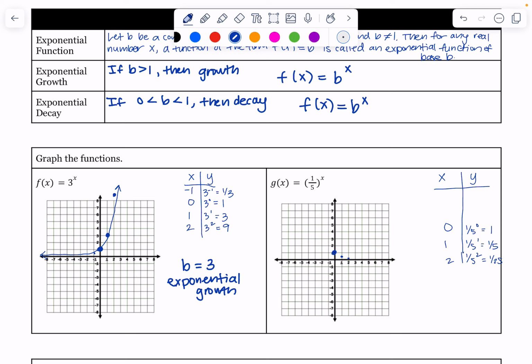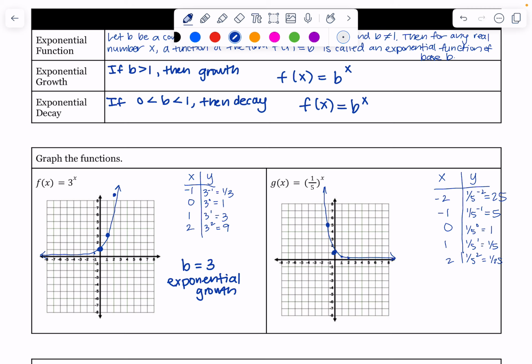So I do want to go backwards a couple spots just so we can see the full picture. So if I plug in negative 1, 1/5 to the negative 1 is 5. So negative 1, 5. If I plug in a negative 2, I'm going to have 1/5 to the negative 2, which would be positive 25. And that's like way off the grid. So what we're going to see is it's going to go really steep here and then drop. That is so crooked, sorry. Drop almost to 0, but never cross.